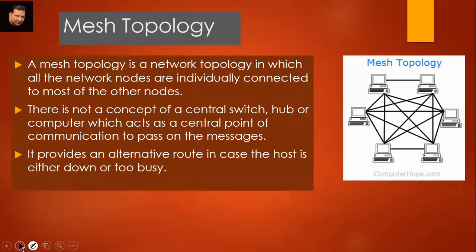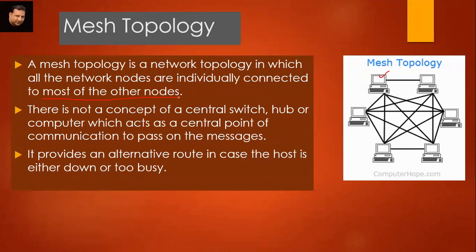Now, this is the last topology for your syllabus, mesh topology. In our book, we have mesh topology. See this figure. A particular node can be connected to other nodes so that we can get multiple routes or paths for the messages to travel. A mesh topology is a network topology in which all the network nodes are individually connected to most of the other nodes. Here it is written most of the other nodes, not all the nodes.